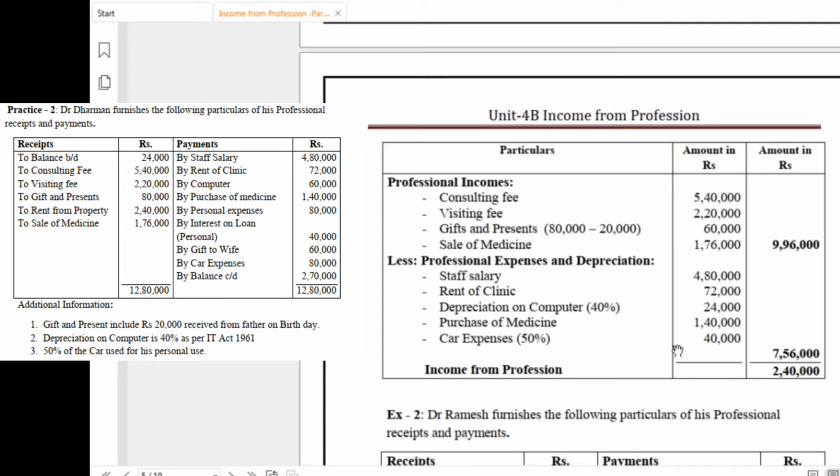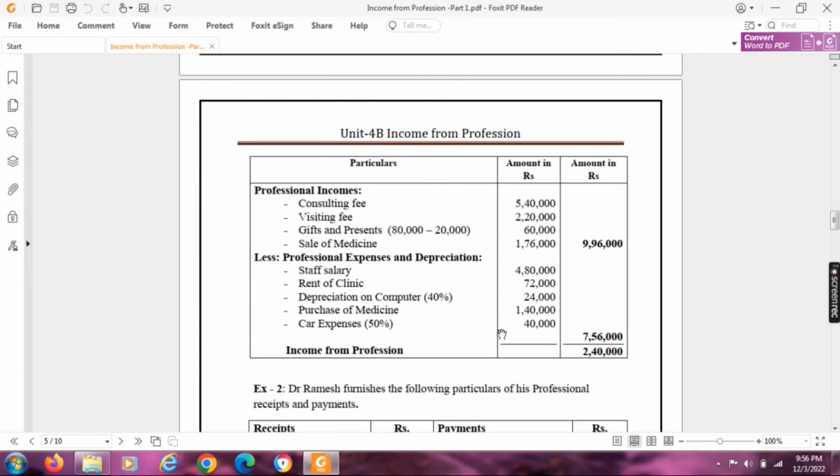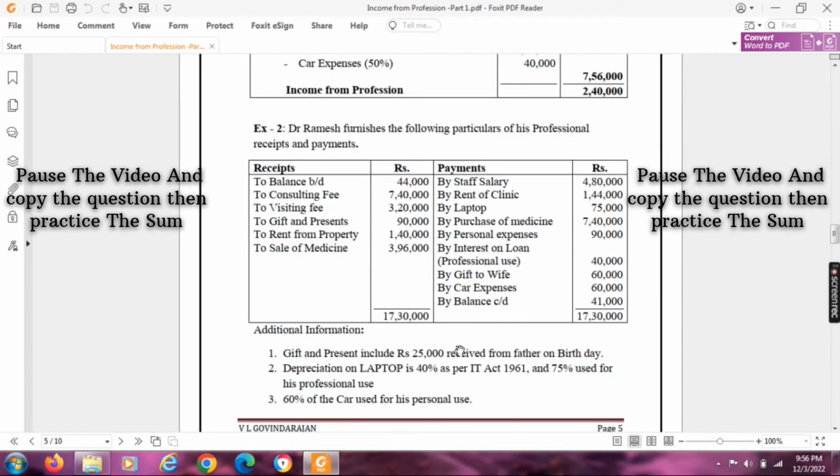See, salary, rent of clinic, these two were professional expenditure. Next, computer, it is an asset, so we have to charge depreciation on computer 40%. Next, purchase of medicine 1 lakh 40, it is also professional nature expenditure of doctor. Next, personal expenses ignored, interest on loan for personal use ignored, gift to wife personal ignored, car expenses 50% of the car only used for his professional use, only 50%. So his total professional income was 9,96,000. Total professional expenditure 7,56,000. Balance 2,40,000 was his taxable income from profession. In the same pattern, the listeners can practice exercise 2.